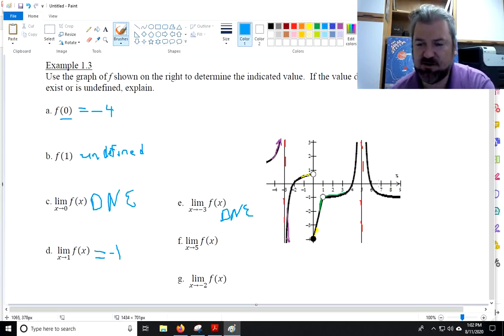All right, what about the limit as x approaches 5? Well, this is a very different situation. As I approach 5, riding along this curve from the left of 5, I'm going up to positive infinity. As I approach 5 from the right, I am also going up to positive infinity. So we can say that this limit does exist. It equals positive infinity.